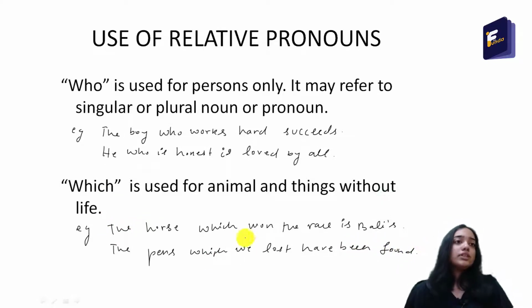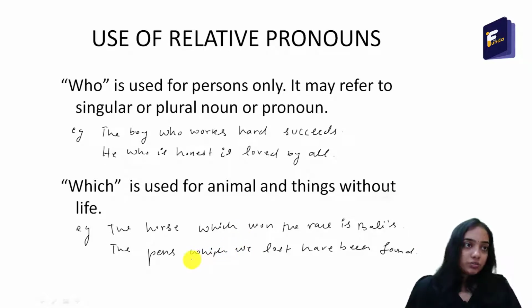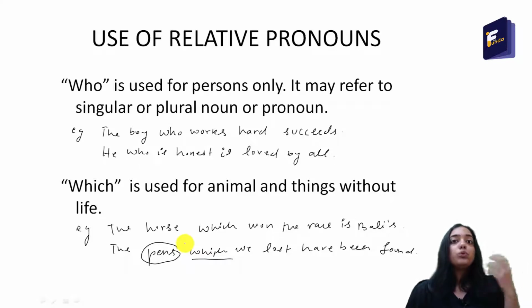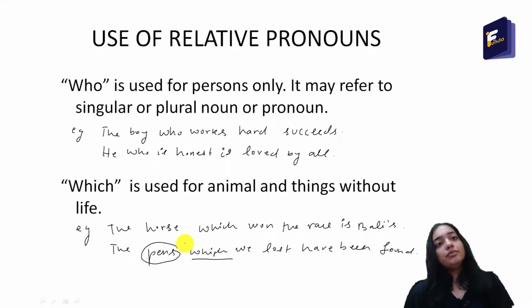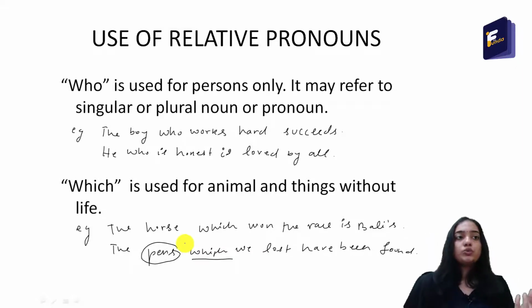Okay, so as you can see, here the relative pronoun which referred to the antecedent as we have talked about. So it refers to pens. Okay, so pens is a plural word. So here which can also be used for both singular and plural nouns. So the pens which we lost have been found. So we can use which for plural nouns also.